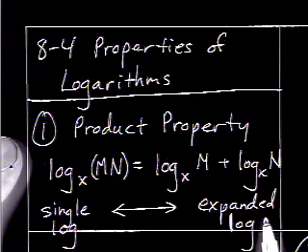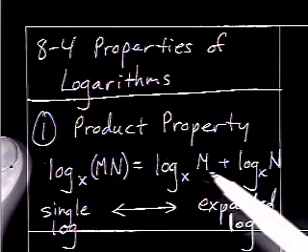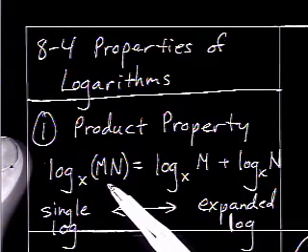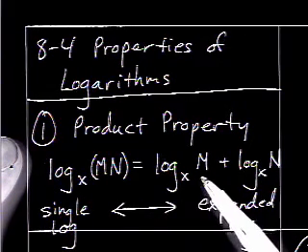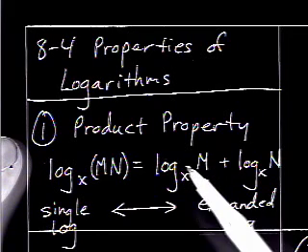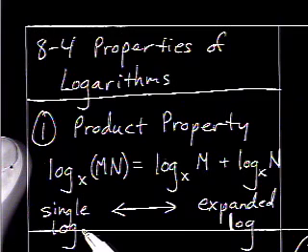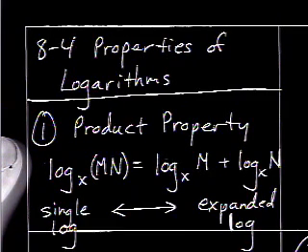But the property works in the other direction too. So you can take the two individual parts and you can combine them together by only multiplying the arguments of the logarithms. And that's called writing it as a single logarithm. So you can use the property in either direction.